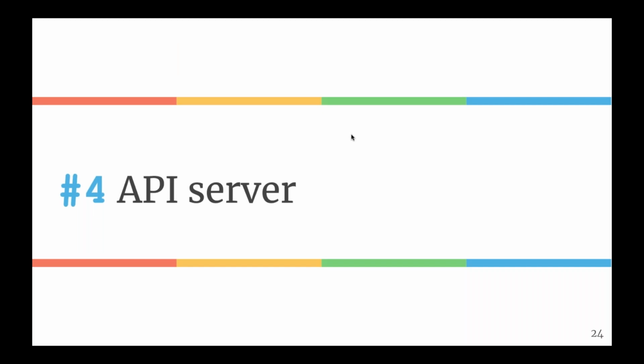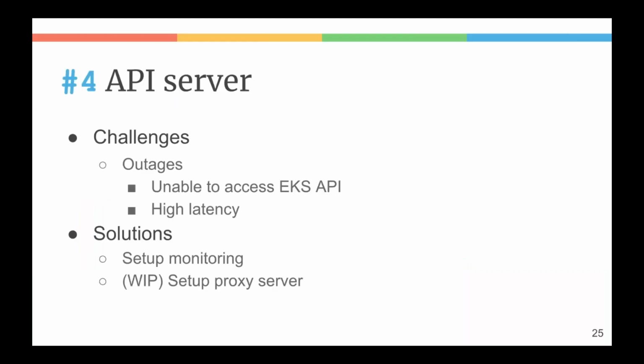Okay, that's all about the DNS. Next one is the API server, the EKS API server. As you know, EKS is a managed service by AWS. For the control plane, the API server or etcd, you actually can't see them, you can't log in.